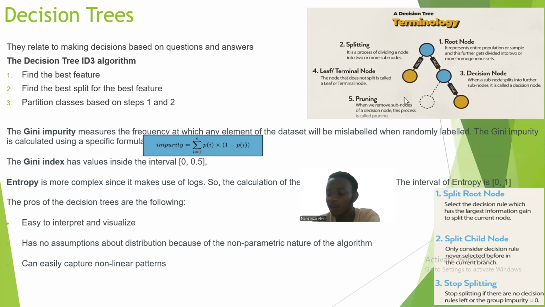So pruning, it is the opposite process of splitting. It prevents overfitting of the model. So here you're removing subnodes of a decision node, and then as we've said, it prevents overfitting. Overfitting is when the model learns unnecessary features, and so it becomes biased to the training data sets, and it can't predict well on unseen data.